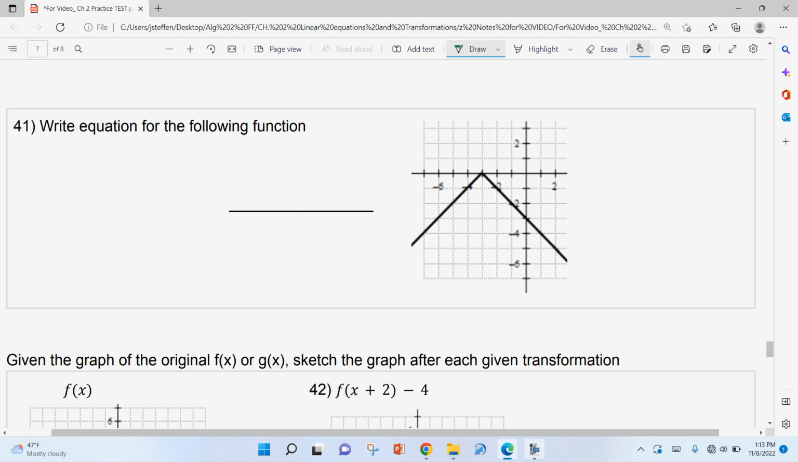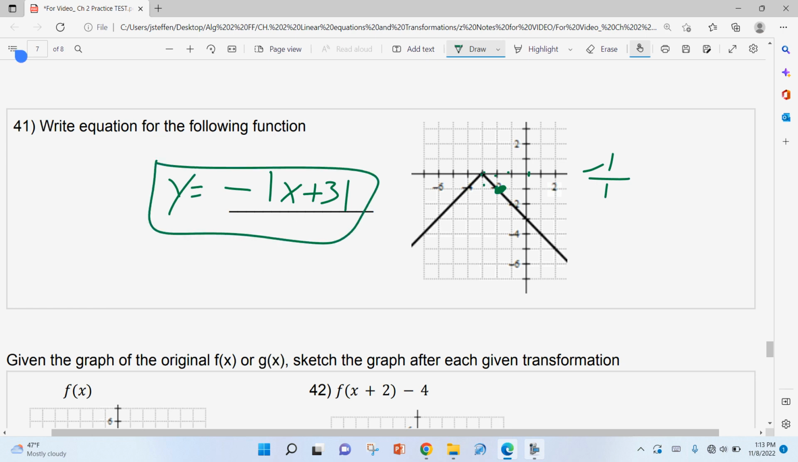So it is an absolute value. So we have absolute value of x. We started at 0, 0 and went to the left, 1, 2, 3. So that means it's plus 3. Remember, it seems like it's opposite. We didn't go up or down any, so we didn't do anything there. And then it opens downward, so it's negative. And this is what I'm talking about. There's no stretch or compression, but remember, when we talked about absolute values, you can use slope. So we went down 1 over 1. So if you want to put that in there, that just means your slope is -1, which is what we have there.